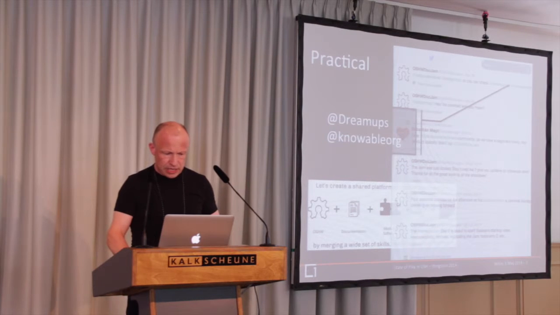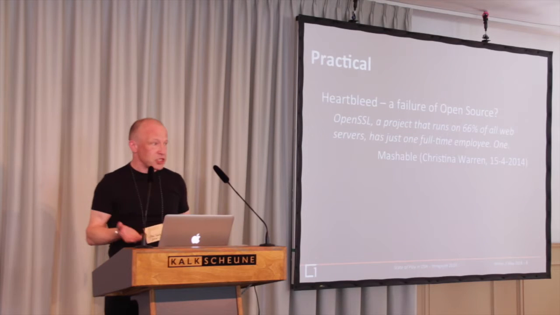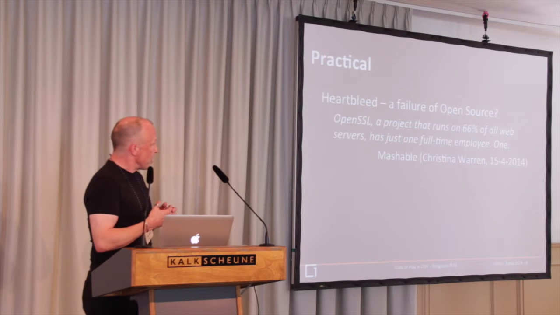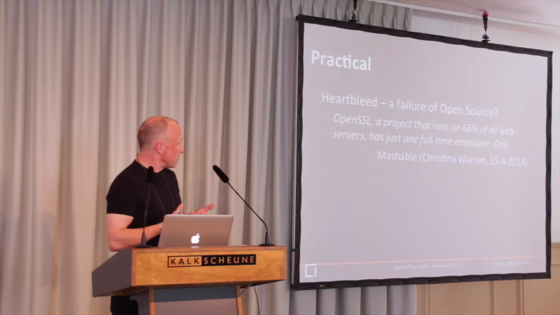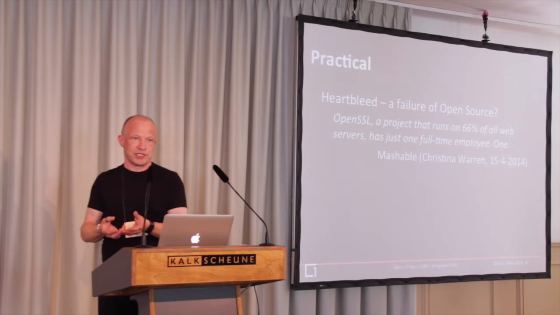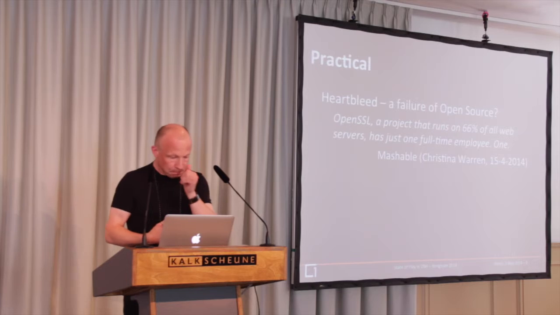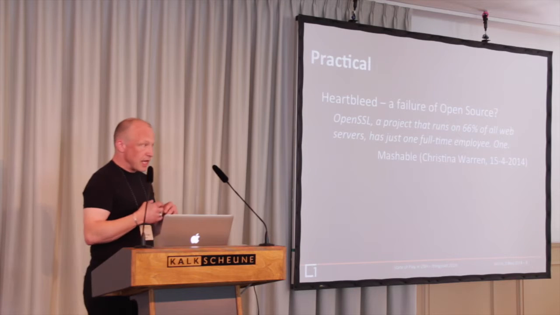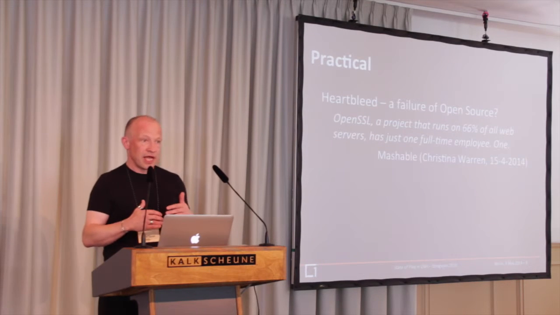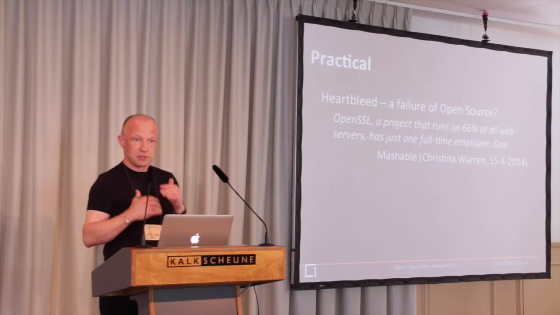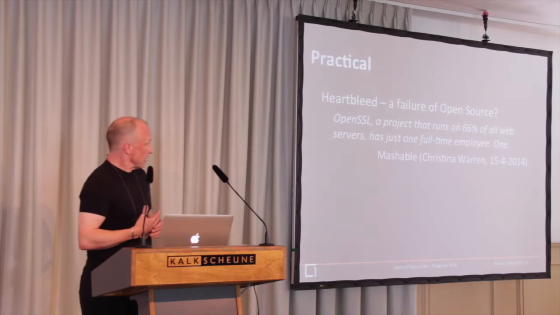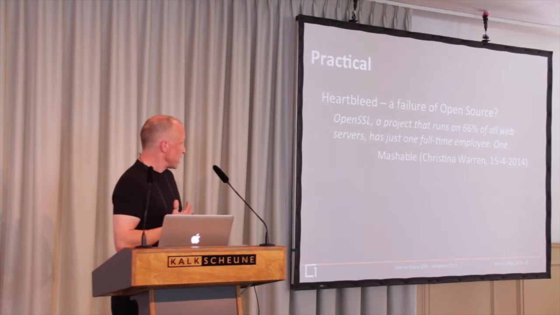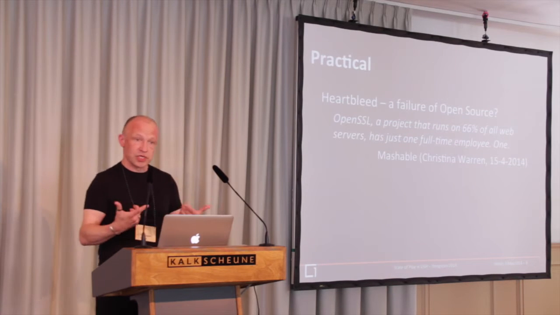There's another practical issue in open source, and we've seen that just happening with Heartbleed. Some people try very hard to present the Heartbleed failure as a general failure of open source and why you shouldn't do open source. But in Mashable, Christina Warren argued that it actually was an issue of under-resourcing an essential infrastructure open source project. OpenSSL, running on 66% of all web servers, has just one full-time employee to support the project.